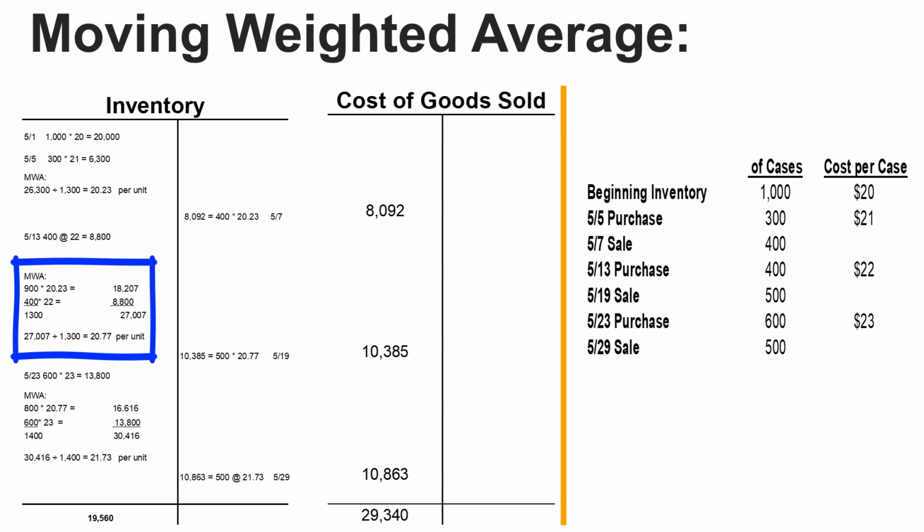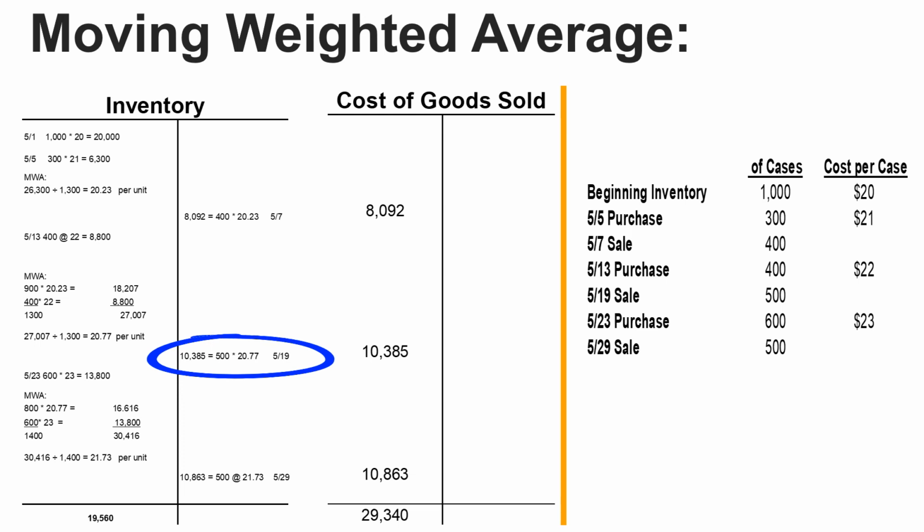If we now sell 500 units, as we do on March 19th, those 500 units should be costed at $20.77 per unit, or $10,385. Credit inventory, debit cost of goods sold.